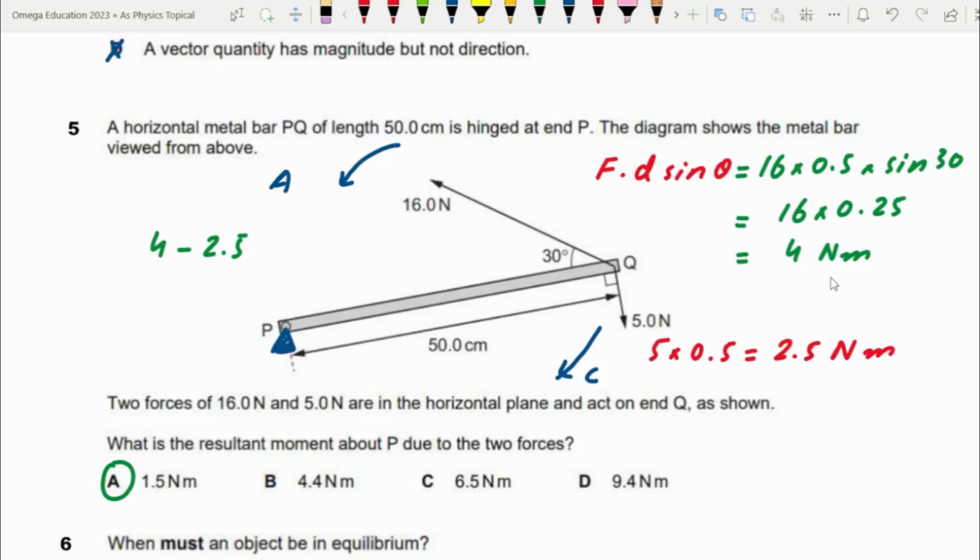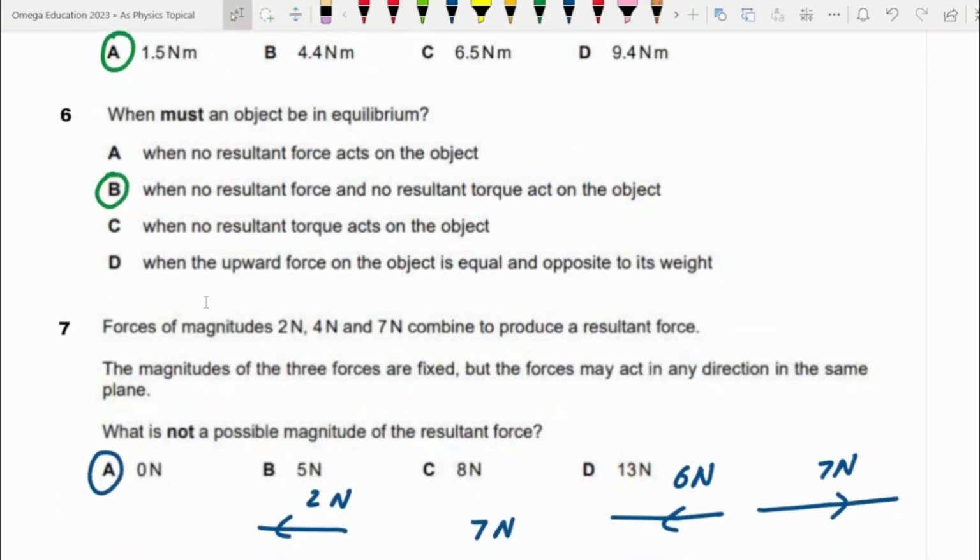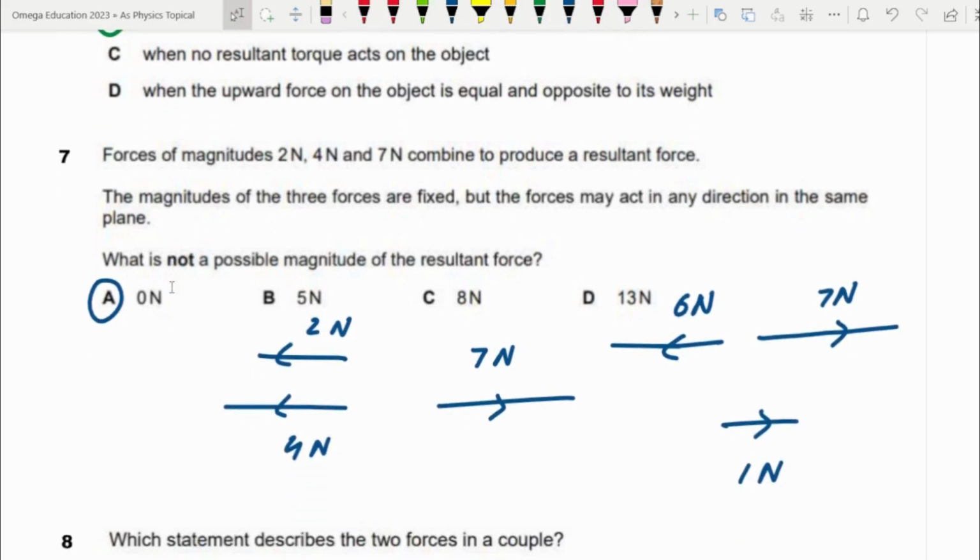Now what is the resultant? 4 minus 2.5, you get 1.5 as the right answer. Let's take a look at the next one. When must an object be in equilibrium? So it has to follow the two conditions: no resultant force and no resultant torque. Then we have question number 7.